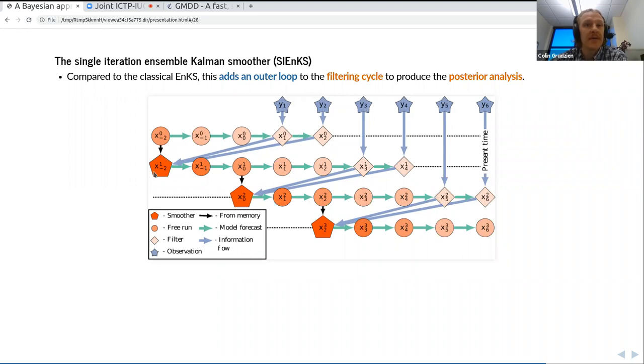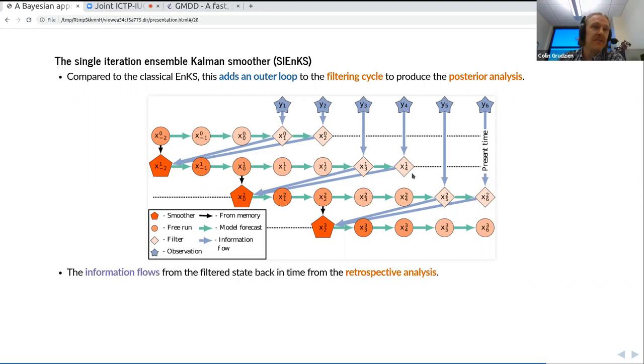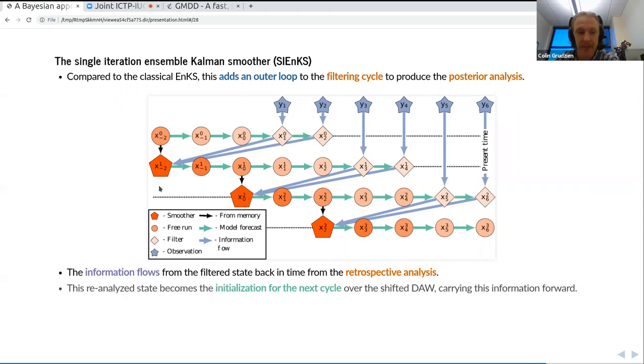And so the way the scheme can work is, you can run it within a filtering configuration, as long as there's a benefit of having initialized with a smooth prior. At the point that the benefits of initializing with a smooth prior are running out, one takes all these retrospective reanalyses and initializes again with a smooth prior and starts a new cycle. So, as compared with the classical ENKS, the information flows from the retrospective analysis in reverse time, but then the reanalyzed state becomes the initialization for the next cycle over the shifted data simulation window, carrying this information forward into the forecast.